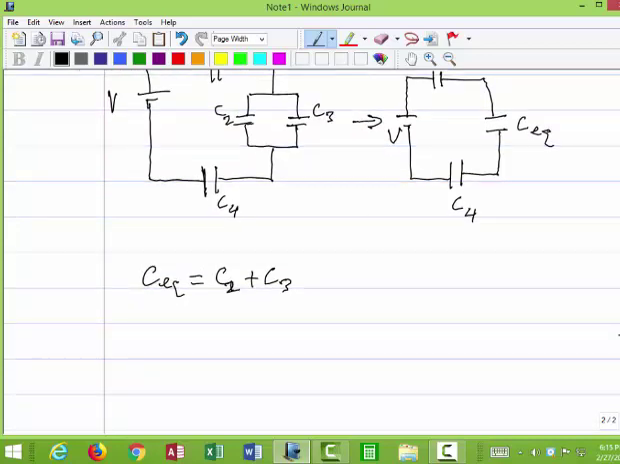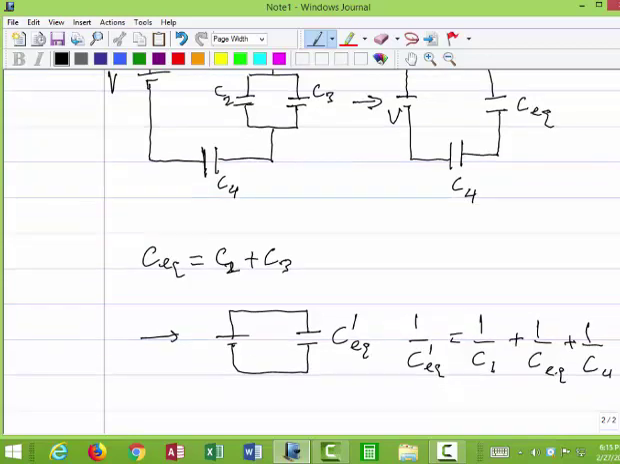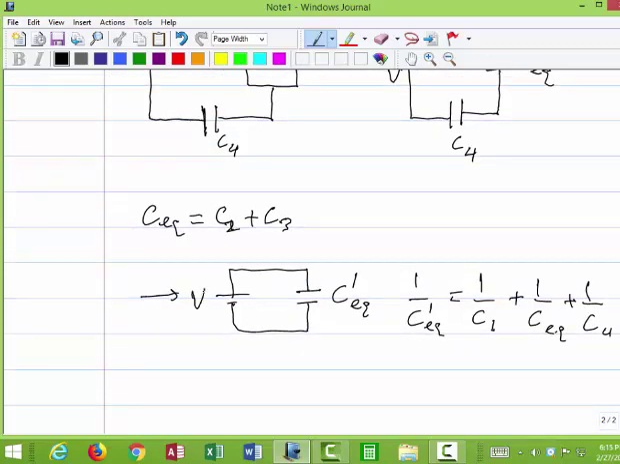So we'll go to the new circuit, which will look like that. And this time it will have an equivalent circuit which looks this way. Let's say C equivalent prime, where C equivalent prime is given by 1 over C equivalent prime equals 1 over C1 plus 1 over C equivalent plus 1 over C4. Once you do it this way, then you are done analyzing the circuit.